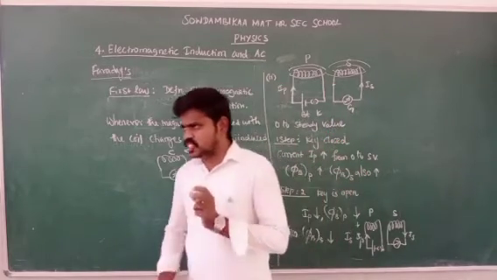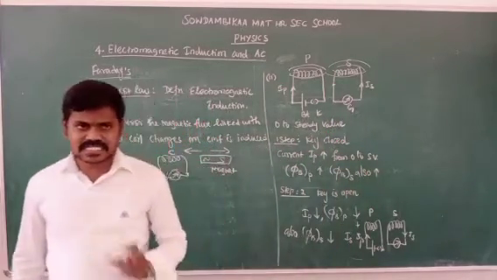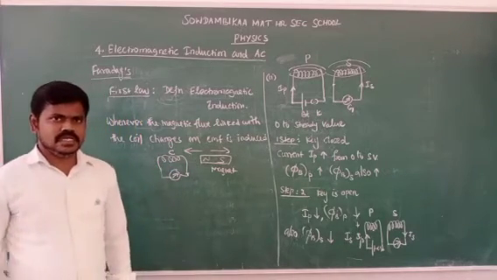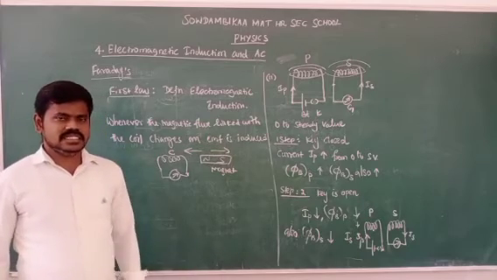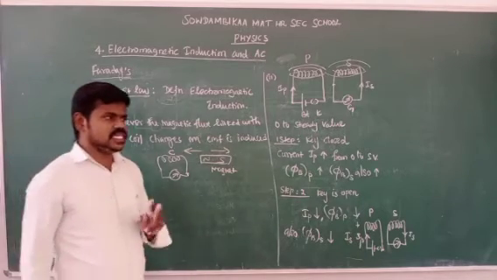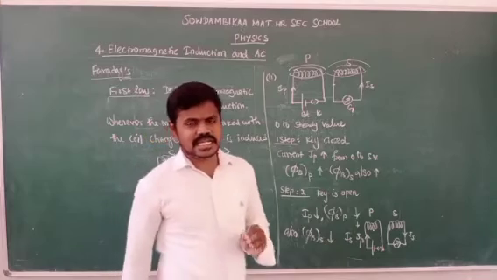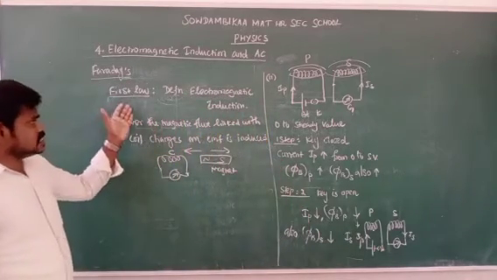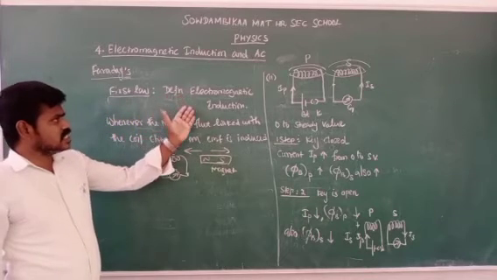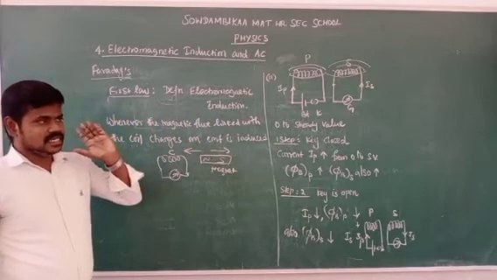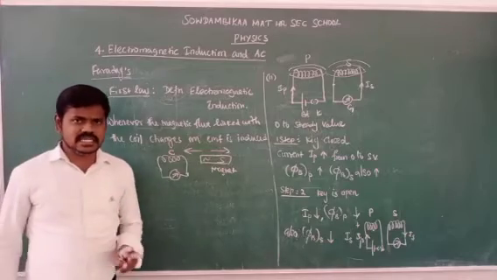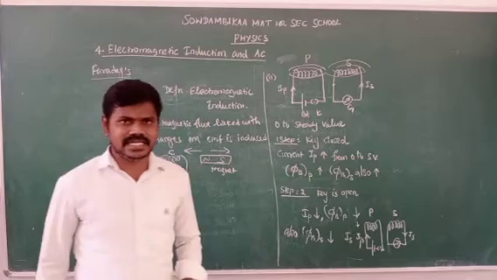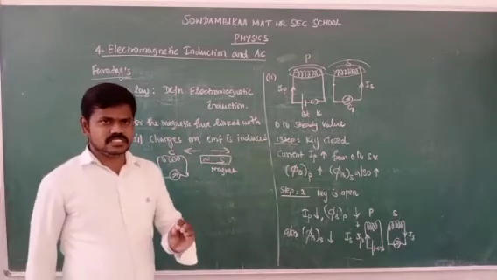Due to the change in the magnetic flux linked with the coil, an EMF is produced and a current is produced. The phenomenon of producing induced current is called electromagnetic induction. So Faraday's first law is the fundamental definition of electromagnetic induction. It is stated as: when there is a continuous relative motion between the coil and the magnet, an EMF is produced.